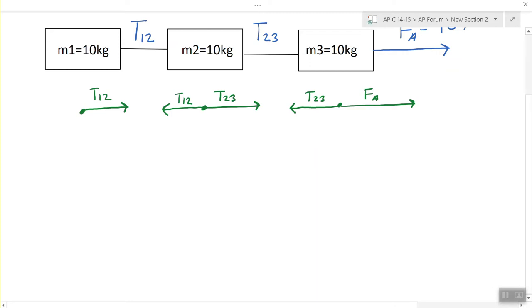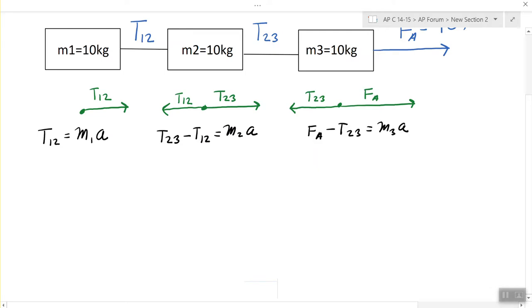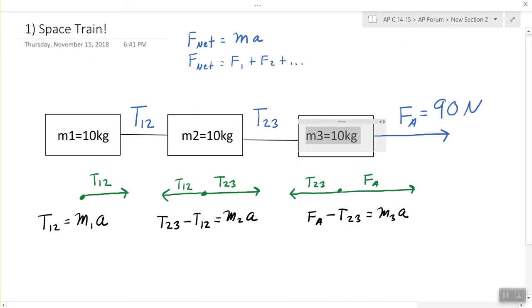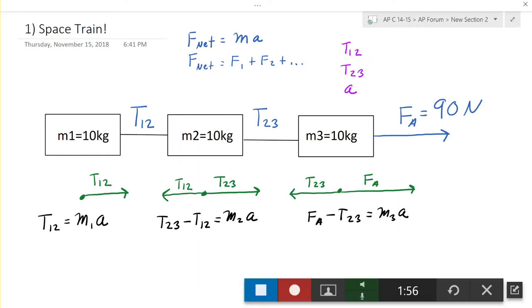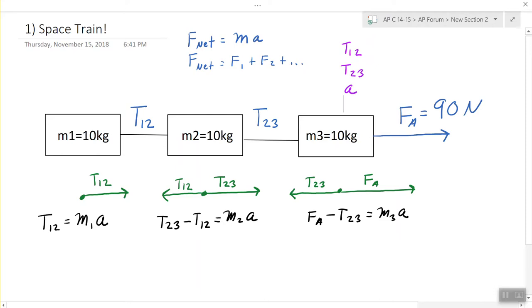Now let's use Newton's second law. First on block 1, then on block 2, then on block 3. Now at this point it's worth noting that there are 3 things we don't know. Tension between blocks 1 and 2, tension between blocks 2 and 3, and the acceleration. Notice there's only one acceleration because the whole train moves together. If it didn't, it'd be chaos. One of the things you learn doing physics is that you always want to have at least as many equations as you have unknowns. So now we have 3 simultaneous equations.